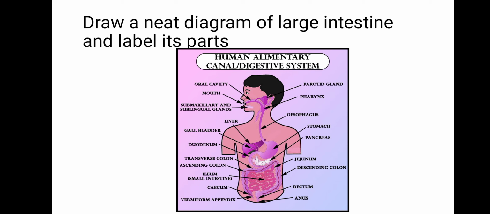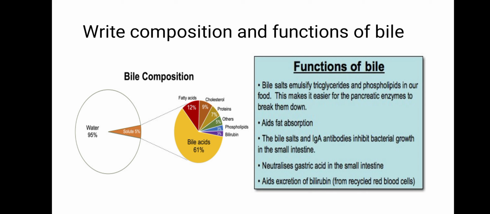Write composition and functions of bile. Bile is a bitter tasting, dark green to yellowish brown fluid, produced by the liver. Bile aids the process of digestion of lipids in the small intestine. Bile is stored in the gallbladder and upon eating is discharged into the duodenum. Bile is a composition of the following materials: water 85%, bile salts 10%, pigments 3%, fats 1%, inorganic salts 0.7%, and cholesterol 0.3%.